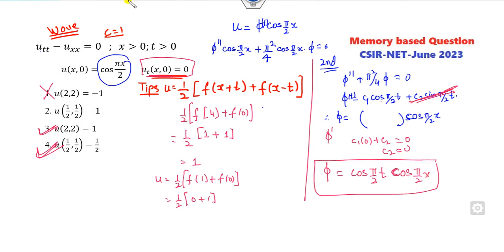Now you can check their options. At (2, 2), cos pi is minus 1 plus 1, so this option is cancelled. This is again correct, this is correct. At half and half, cos pi by 4 cos pi by 4, 1 by root 2 is the right answer. This is the wrong answer.